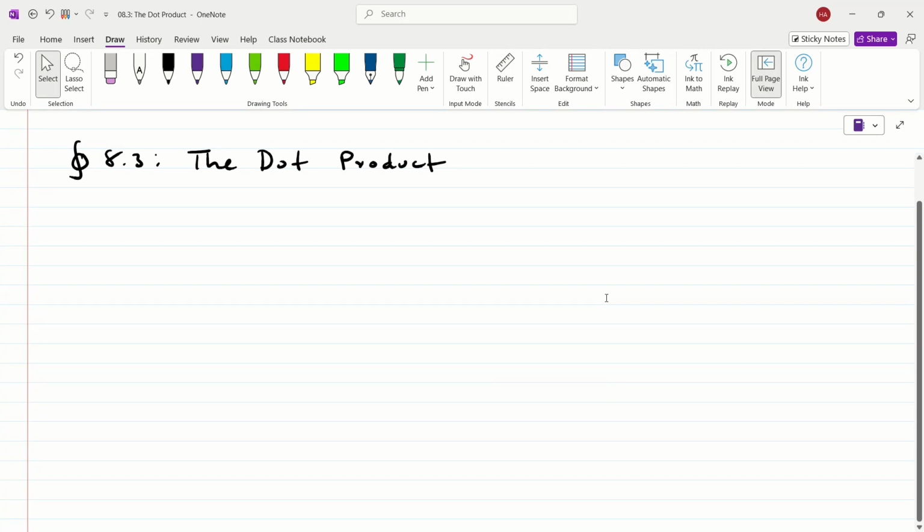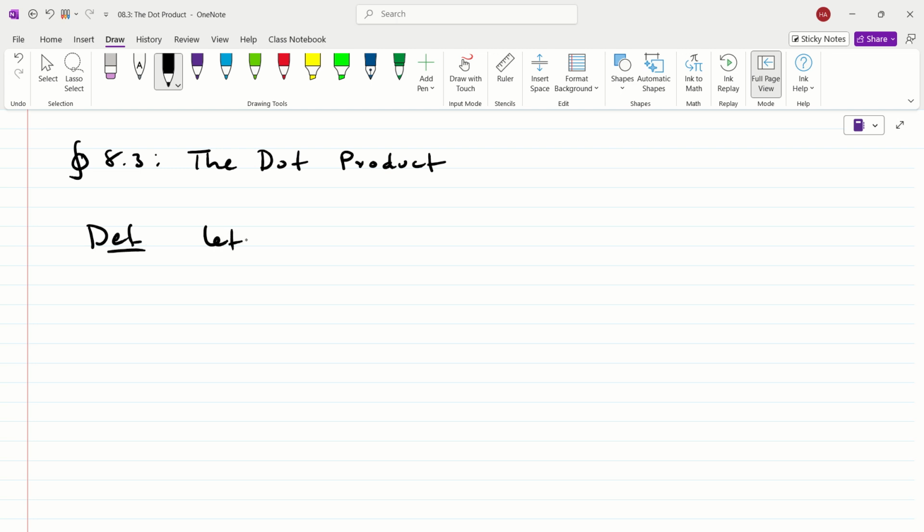In section 8.3, we look at a seemingly easy computation called the dot product. So the dot product is going to be a computation that you apply to a pair of vectors. So we'll start off with a definition.